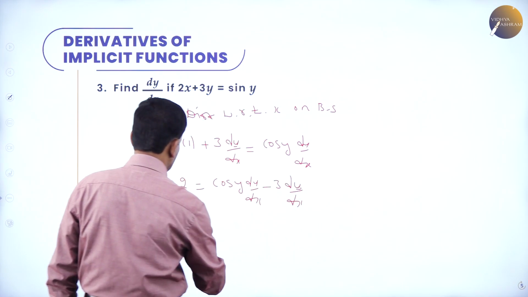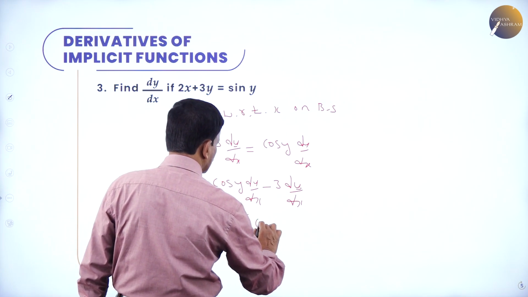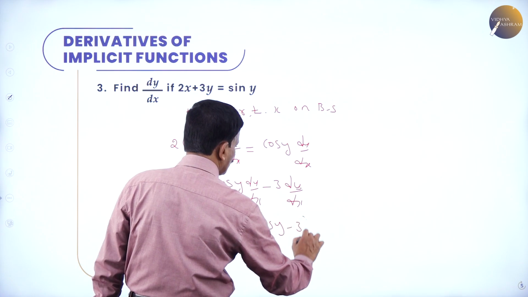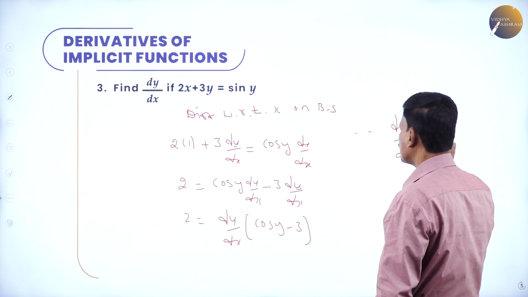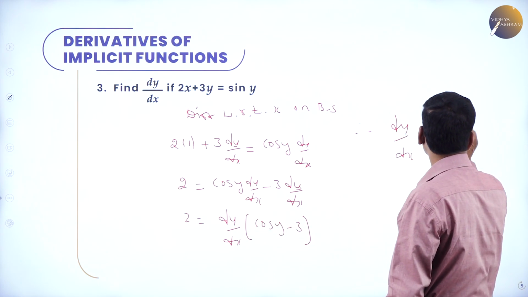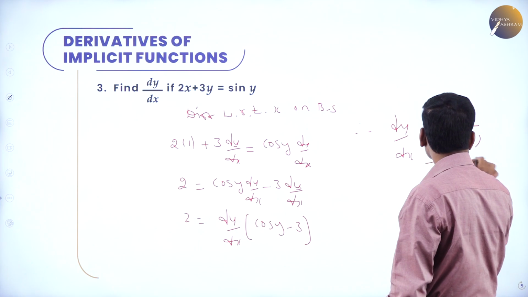Now you can take the common factor. What is the common factor? dy by dx is the common factor. You can write cos y minus 3. Therefore, we can write dy by dx is equal to, bring this to the denominator, 2 divided by cos y minus 3 is the required answer.